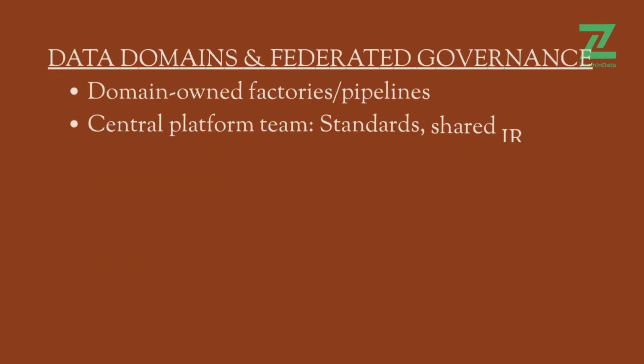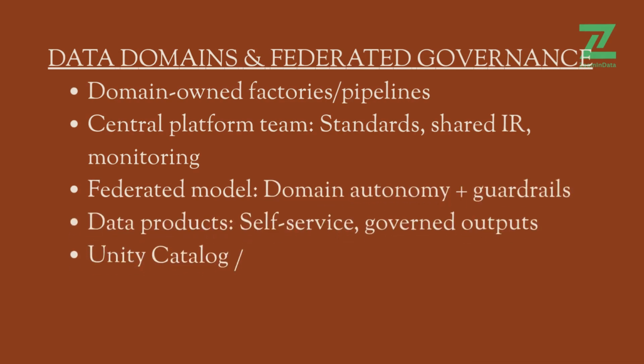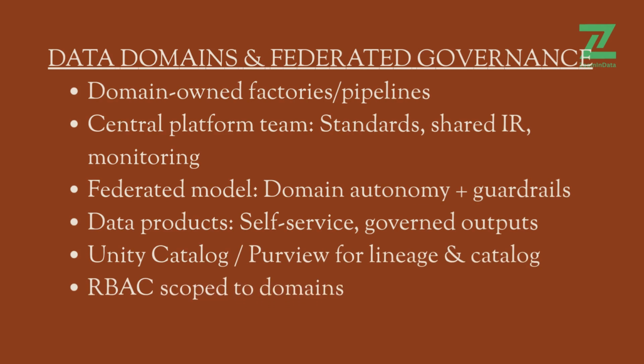Enterprise scale shifts to a federated governance model. Business data domains own their factories and pipelines for agility. A central platform team provides standards, shared integration runtimes, and enterprise monitoring. This balances domain autonomy with guardrails like policies and templates. Focus on data products, governed, self-service outputs from pipelines. Use Microsoft Purview or Unity Catalog for cross-domain lineage, cataloging, and access control, with RBAC scoped to each domain.